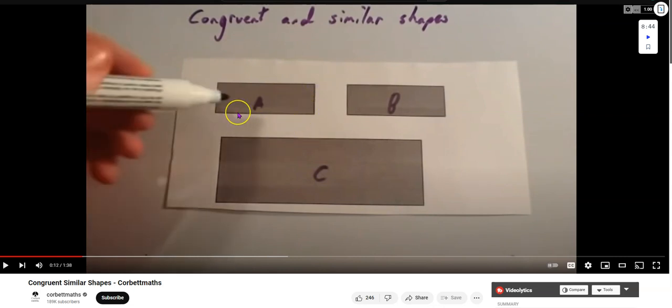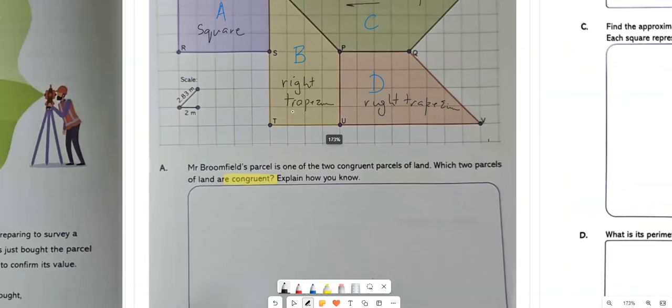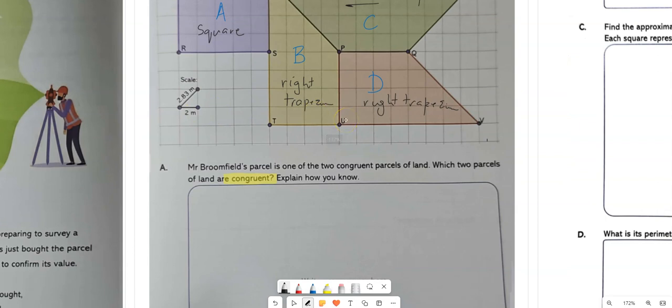So he says if 2 shapes are congruent, they are exactly the same shape and size. So he has A, B, and C. Now, they are all rectangles. Okay, we can see that. But which 2 are the same shape? That means they're all similar. But which 2 are the same shape and size? All the same shape, but only A and B would be the same shape and size. So now we know what congruent is in terms of shape and size.